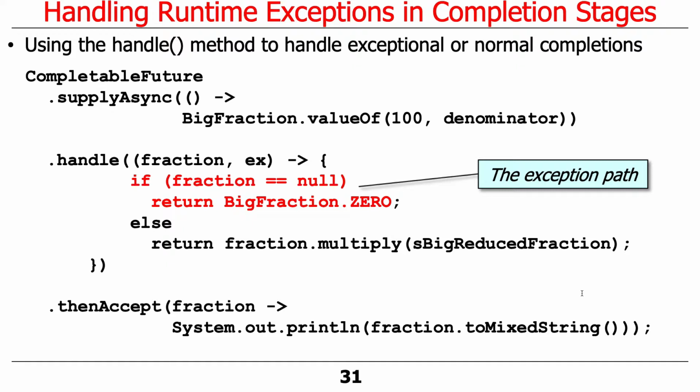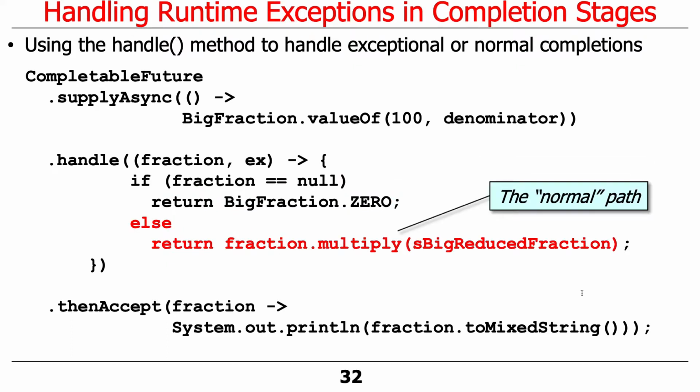So if you try to divide by 0, we're just going to return a 0, which is kind of lame, but I'm just trying to show the example. I could also have checked to see if EX was not equal to null. That would have also indicated whether something went wrong. If we don't get an exception, then we can do the normal path, which is just to multiply the fraction we created here by some constant and return that value.